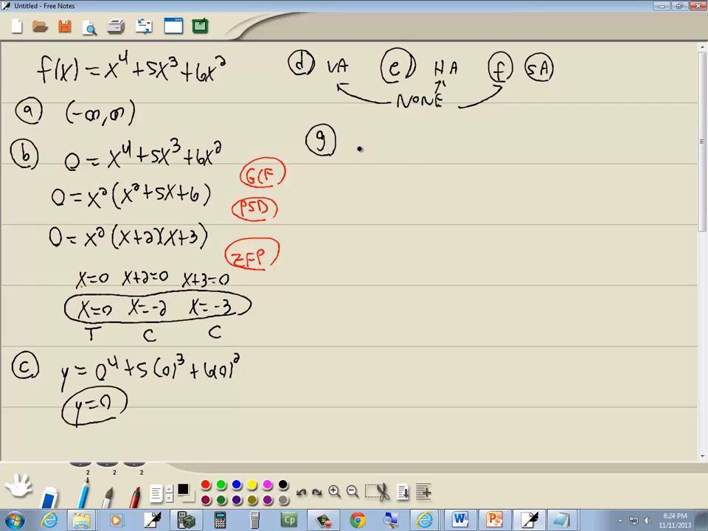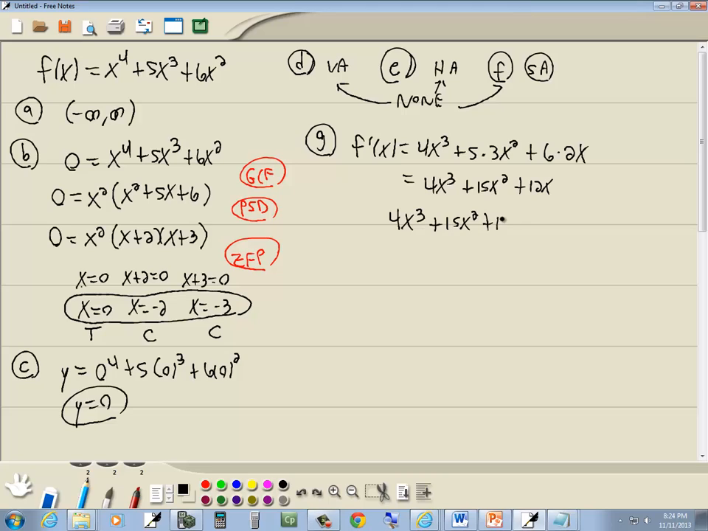So I need to find the derivative. Our first derivative, x to the fourth becomes 4x to the third. Plus 5 times x to the third becomes 3x squared. Plus 6 times x squared becomes 2x. So that gives us 4x to the third plus 15x squared plus 12x. Now I want to find our critical values, so we'll set that equal to 0. So I got 4x to the third plus 15x squared plus 12x equal to 0.